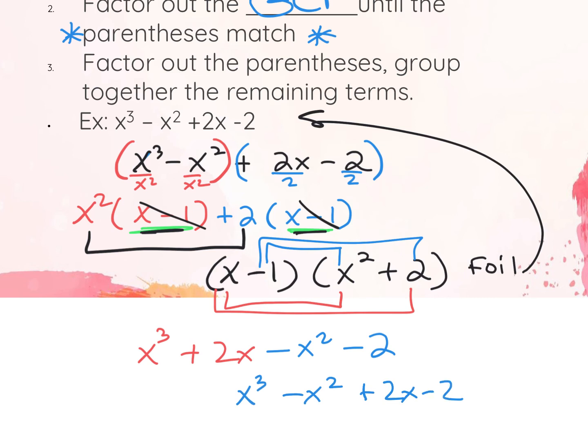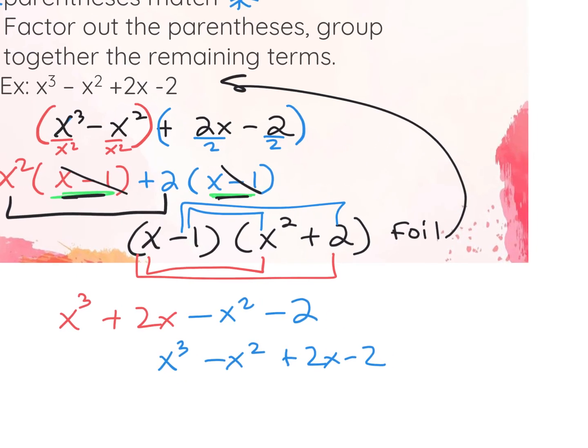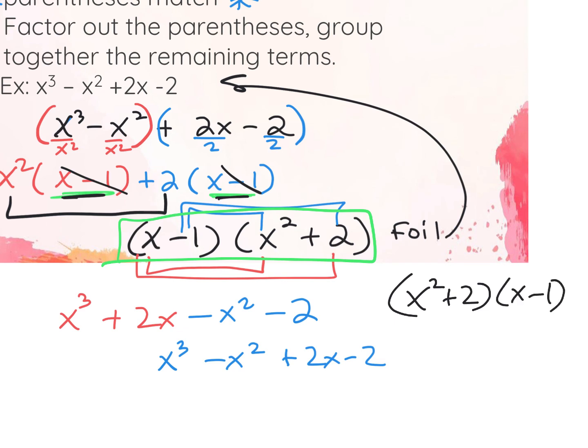Now, when you're writing your answer, you can either write it this way. The order of the binomials doesn't matter. I could put the x squared plus 2 first and the x minus 1 second. So the order of your 2 binomials doesn't matter. Now you don't have to FOIL to check. If you have time at the end, definitely do that.